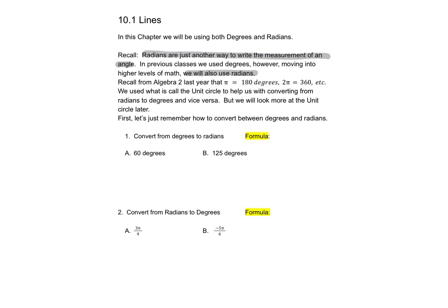And just a reminder also from last year that pi is 180 degrees and 2 pi is 360 degrees. So pi is like a straight line, right? That's 180 degrees. 2 pi is like the circle all the way around, 360 degrees. We use what's called the unit circle to help us with converting from radians to degrees and vice versa, but we'll look at that later in the unit. For right now, we're just going to use our calculator to go between degrees and radians.